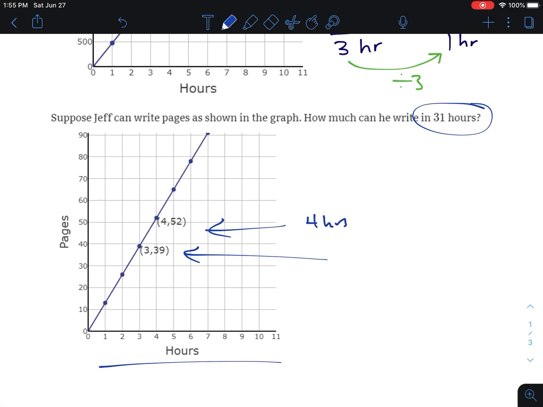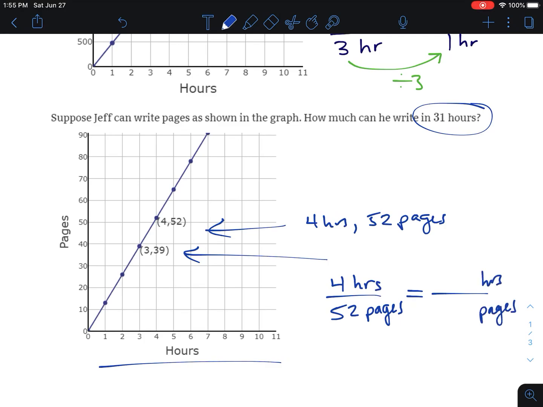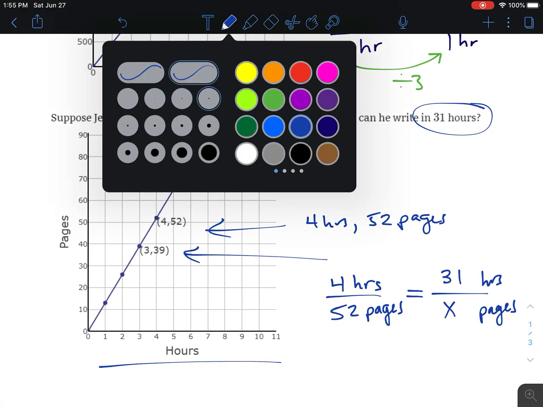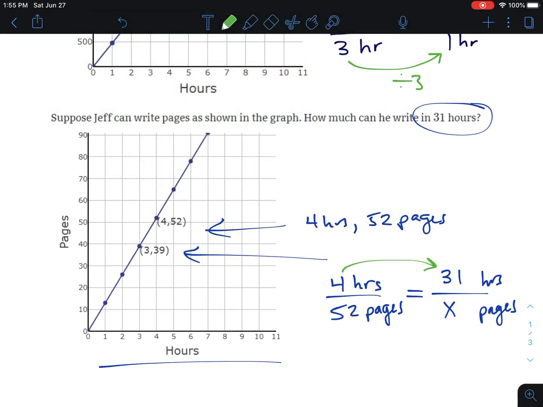So 4, 52 means in 4 hours, Jeff can write 52 pages. So I'm going to make that into a little fraction to make a proportion. You can make it either way, 4 hours over 52 pages or vice versa. You can flip this fraction and it would still work as long as the other side matches. So hours over pages must match with hours over pages. So we're looking for 31 hours and we don't know how many pages. So now we're going to find a scale factor from 4 to 31, and we're going to use that scale factor on 52 to find the number of pages.